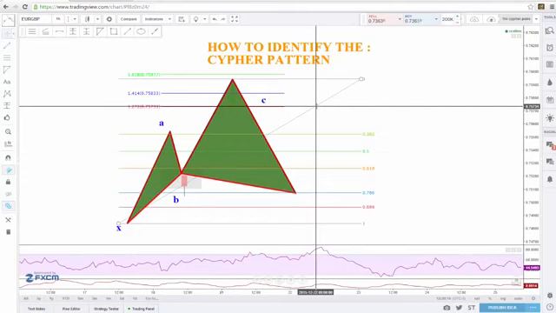Now we'll go into the market and I will show you an example of a few cipher patterns that have happened in the previous weeks, and also I'll give you a clip of a live cipher pattern that I traded a few days ago. I hope this all made sense. If it didn't and you have any questions about the cipher pattern, then just leave them in the comment section below the video and I'll do my best to answer those questions as quickly as I can.